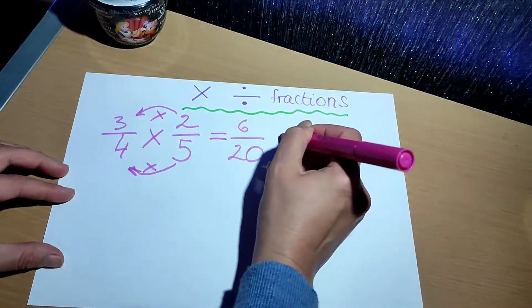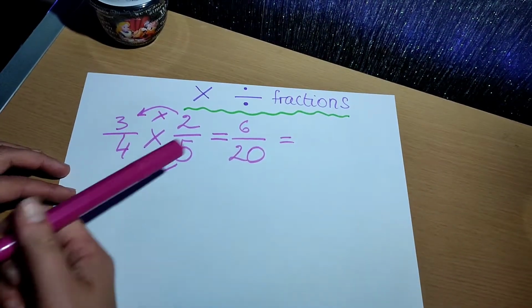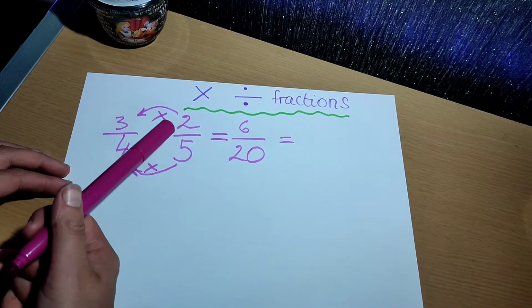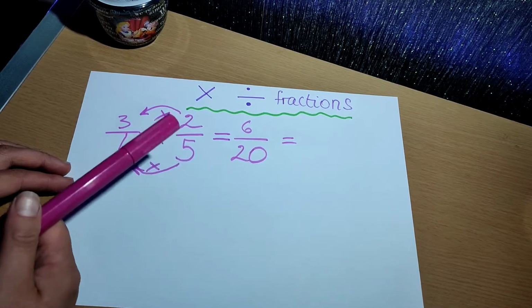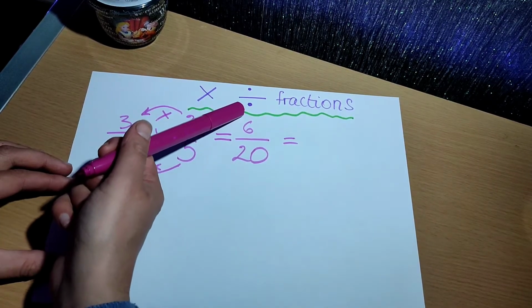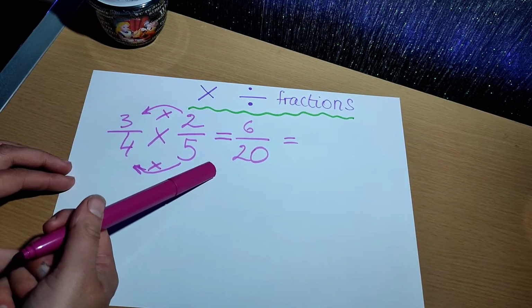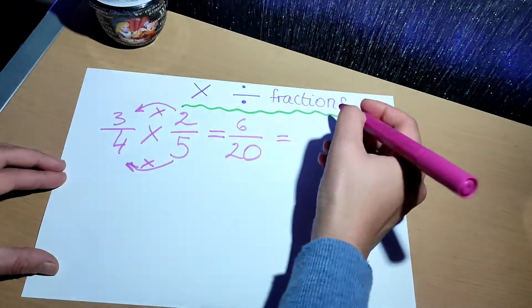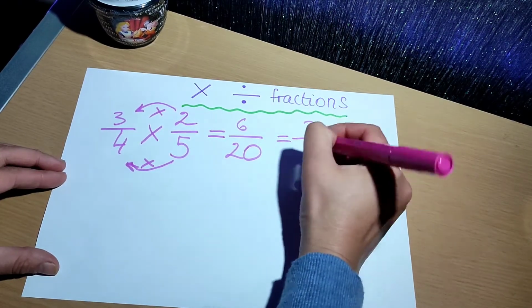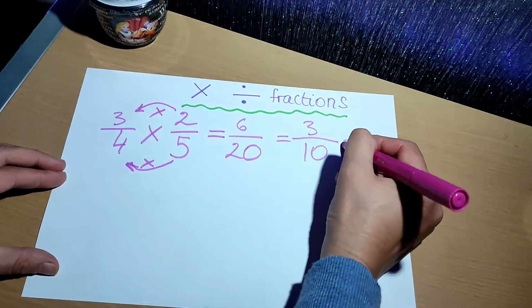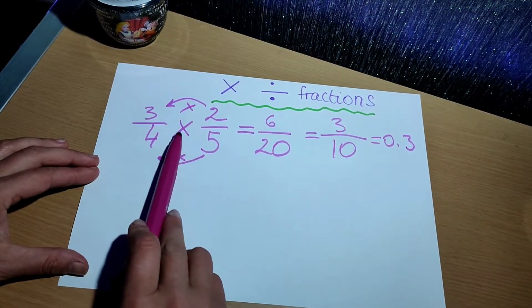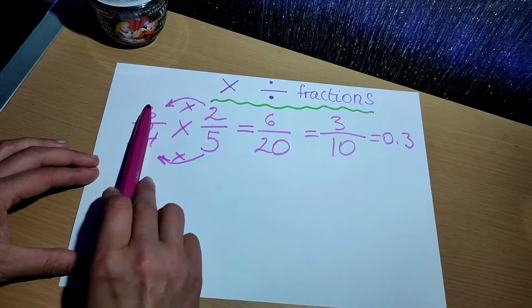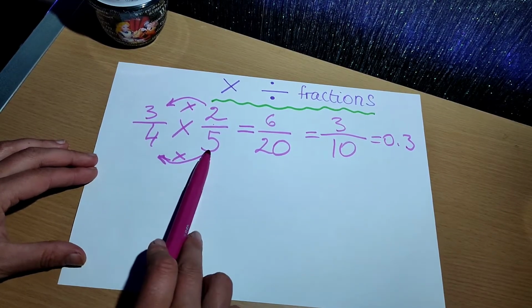6/20. You can simplify this fraction if you want. When you simplify a fraction, you divide both numbers, the top and the bottom, by the same number. What can you divide the 6 and 20 by? Let's think. Can you divide it by 2? Yes. So 6/20 is the same as 3/10, or as a decimal, it's like that. Okay, so fraction times fraction, you're multiplying the tops and you're multiplying the bottoms.